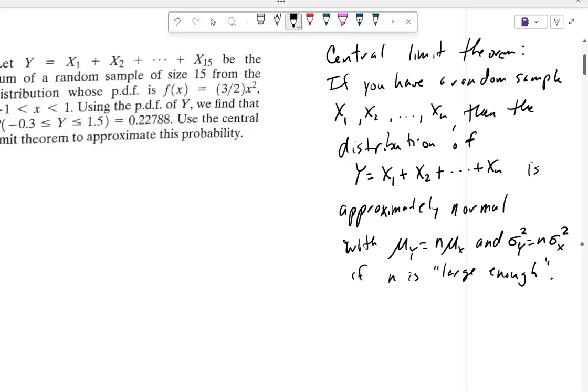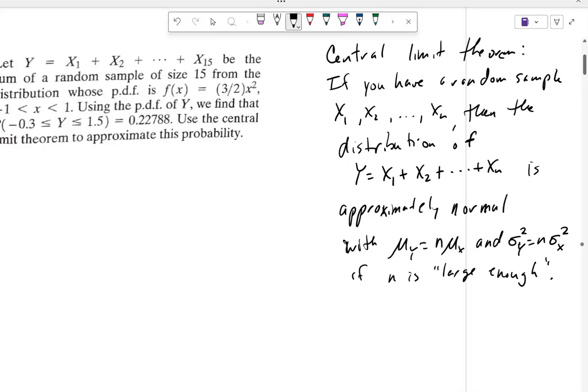If you keep taking random samples from the same distribution and adding the results, then the sum turns out to be approximately normal as long as your n is large enough. You can discuss a different day what large enough means. Typically, when you're doing random samples, you want your n to be at least 30. That is usually enough to make it close to being normal, roughly.